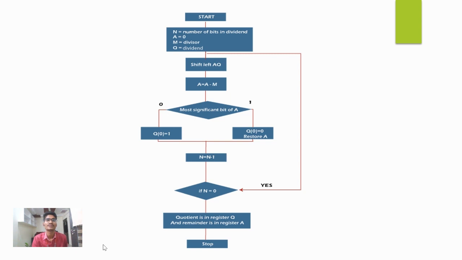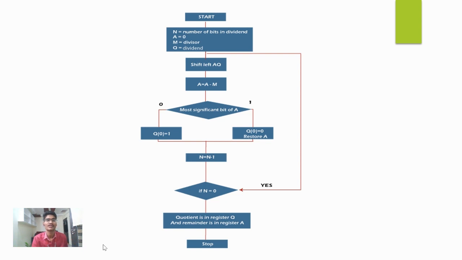This will be the flowchart for the restoration algorithm. Here n is the number of bits in the division, and A is the default value with zeros, with the same number of bits as M and Q. M is the divisor and Q is the dividend. At the first step, we initialize the values. Then at the second step, we left shift AQ. And then we perform A minus M.